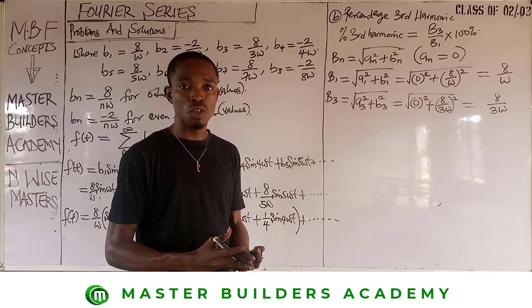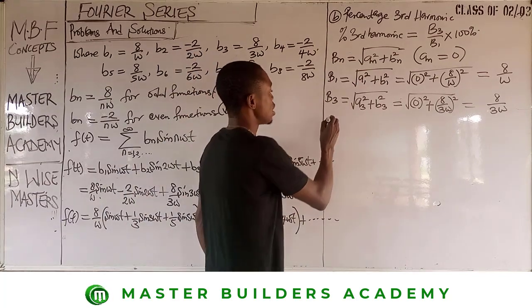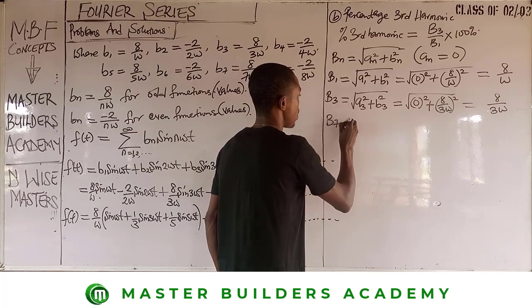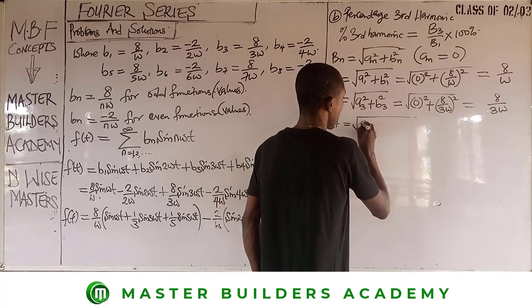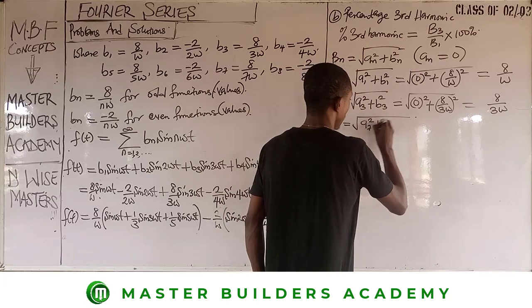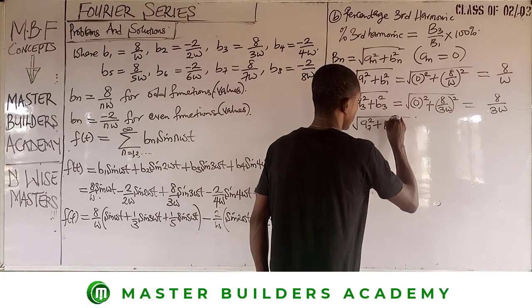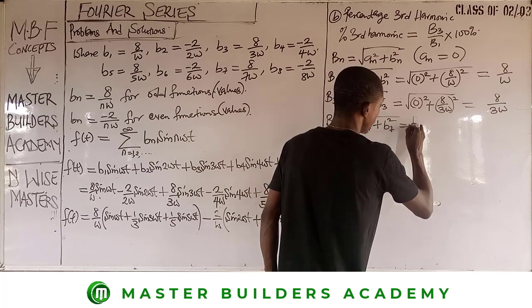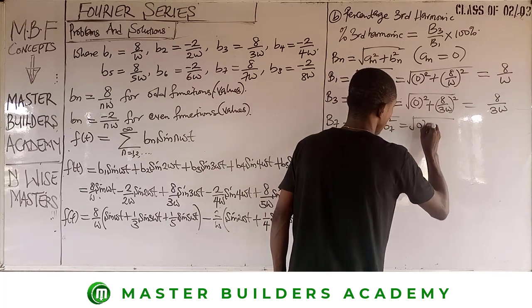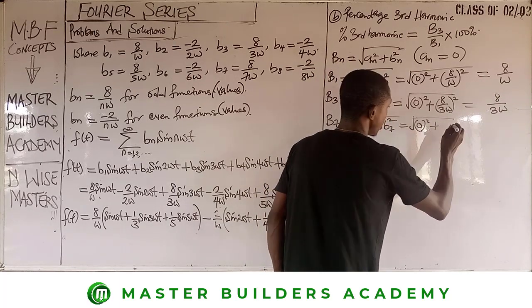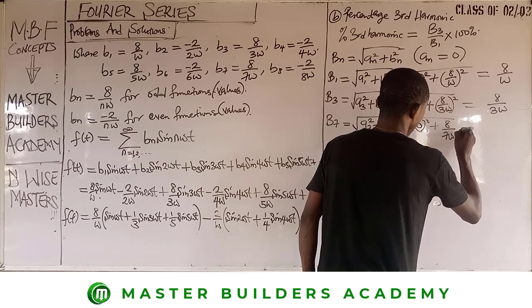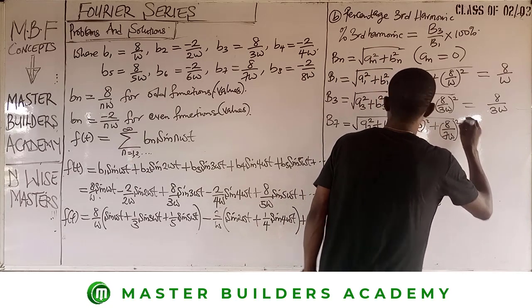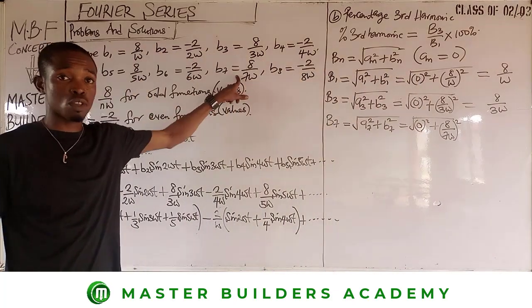Take for instance, we want to add percentage fifth harmonic, the same way we are going to solve this, or percentage seventh harmonic. Now let me find B7. B7 will give us something like this: A7 squared plus B7 squared. And for all A values, we have 0. And then this will give us 8 over 7W squared. Remember, we did that already here, we solved for it.